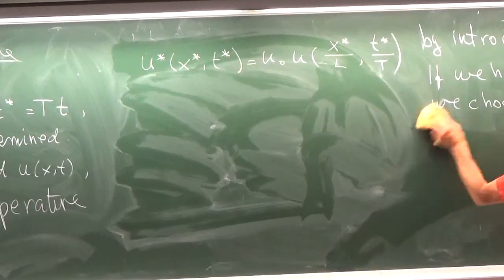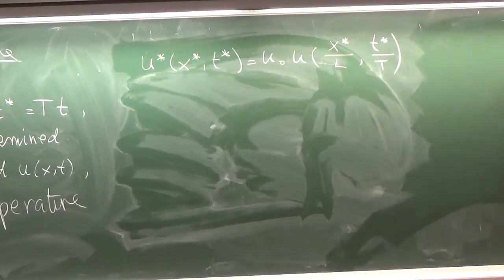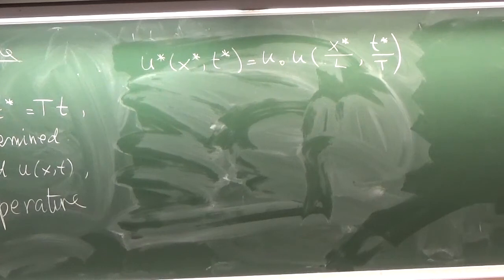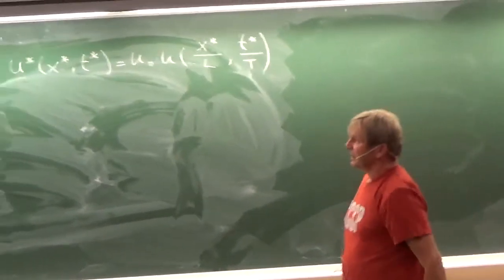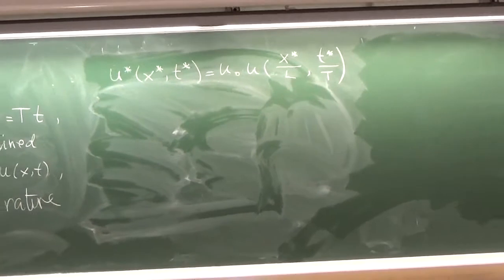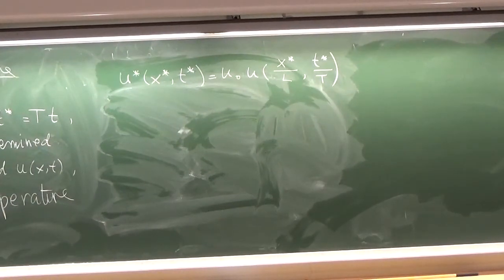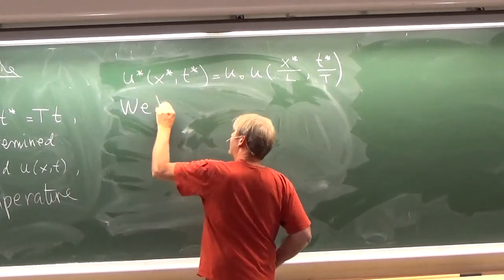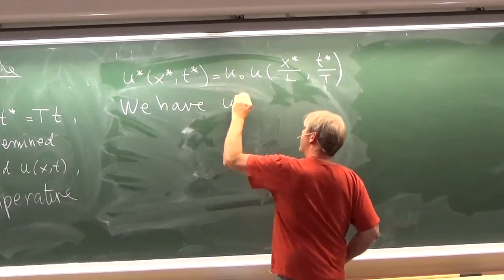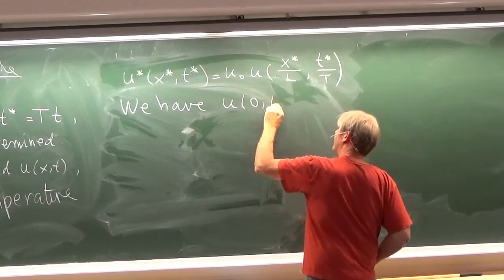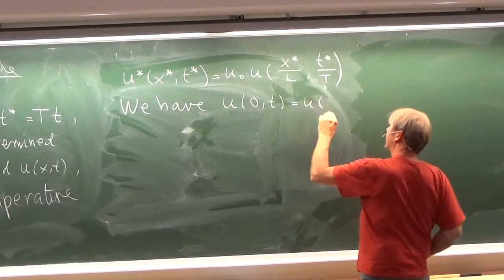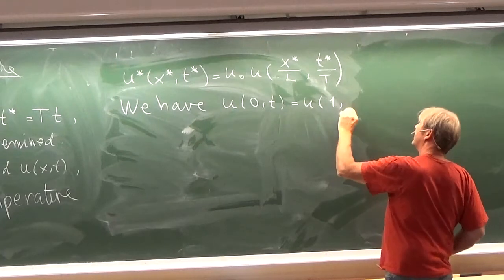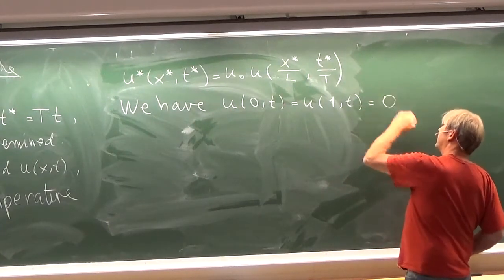Okay, so let's try to express the problem in terms of dimensionless numbers. First of all, we see that we have the boundary conditions, where at t is 0.